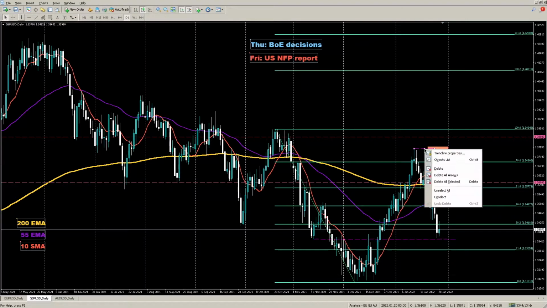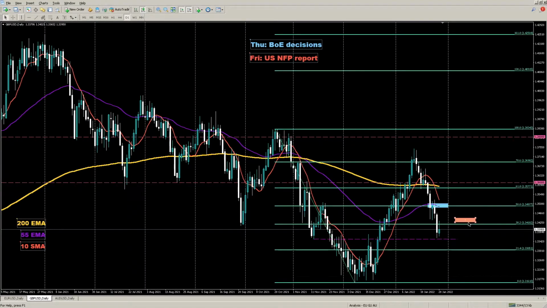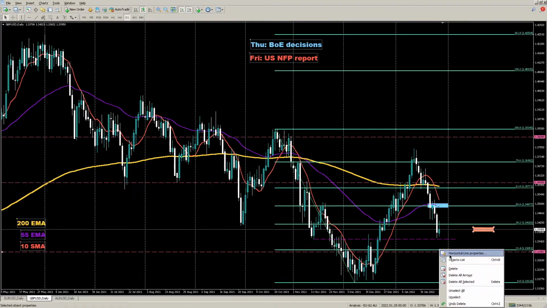Can remove this one now. To the next support, before we do that, let's draw a round figure down here at the 133. It's right at the 21st retracement.